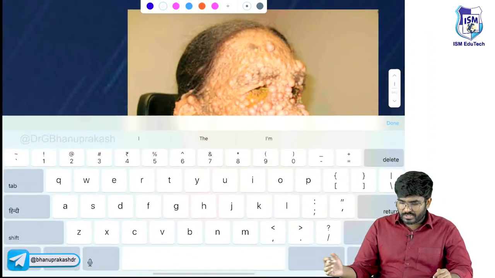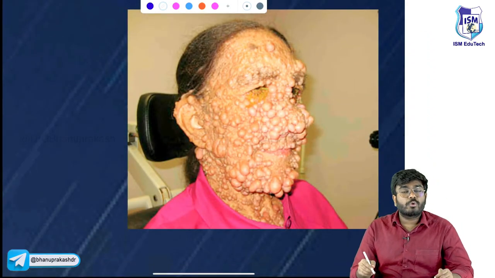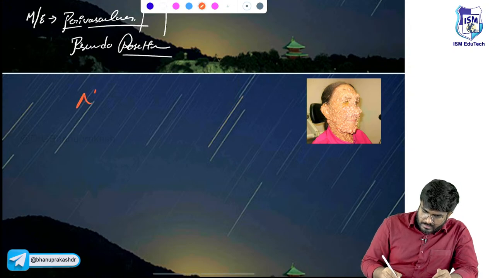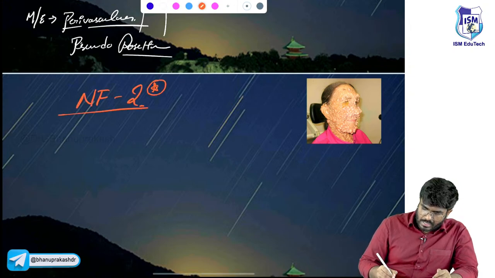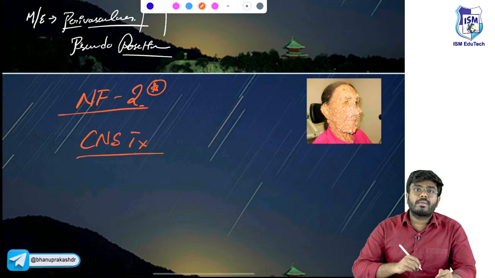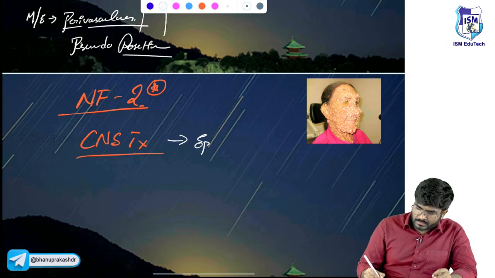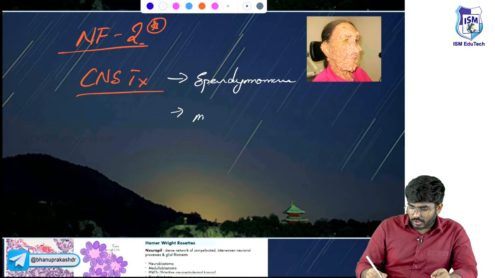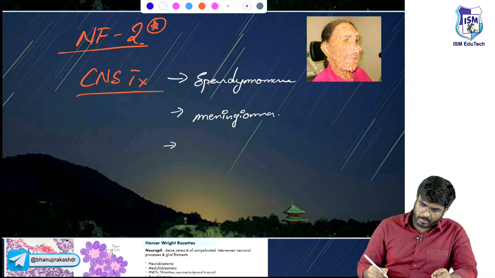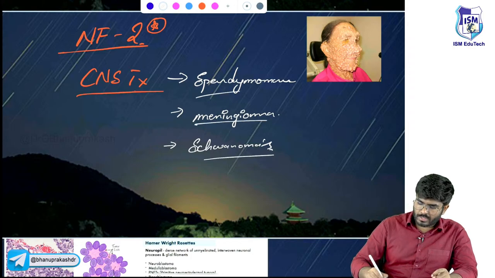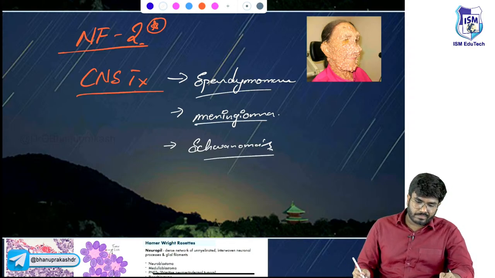Now, look here. This is a patient who is having neurofibromatosis type 2. Let me write here itself. Neurofibromatosis type 2. These patients are at risk of developing central nervous system tumors. Which central nervous system tumors? You already know, ependymomas. These patients are also going to have meningiomas, which means the tumor of the meninges, and schwannomas. So ependymomas, meningiomas, and schwannomas can be seen in these patients.